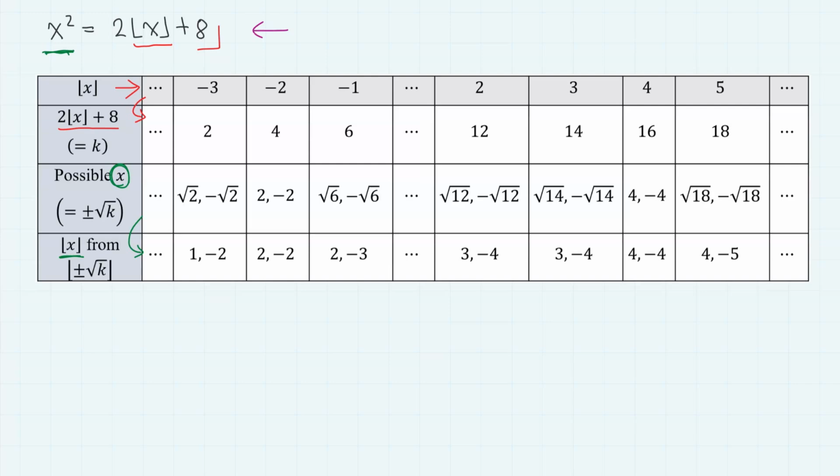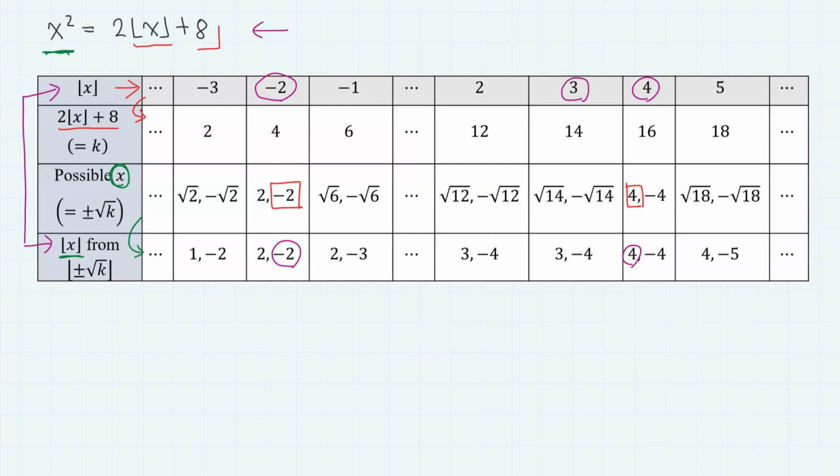And if x actually satisfies the given equation, then the value of floor x obtained from the square roots of the right-hand side must be equal to the value of floor x we have initially assigned and used to calculate the right-hand side. And if you look at the table, you can spot the match at this negative 2 right here, corresponding to the x value of negative 2. Also, we have 4 here and 4 here, which gives x value of 4.